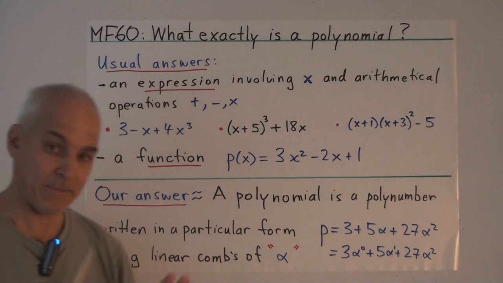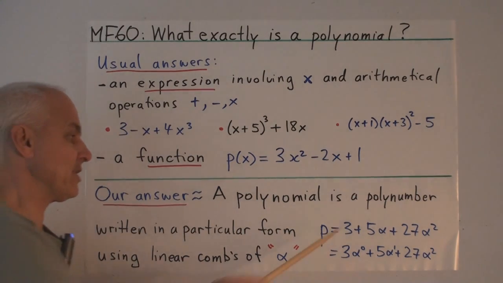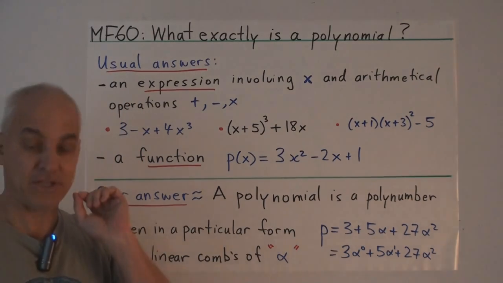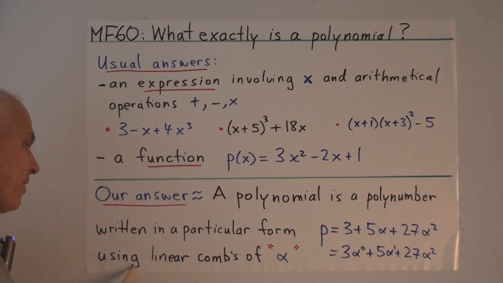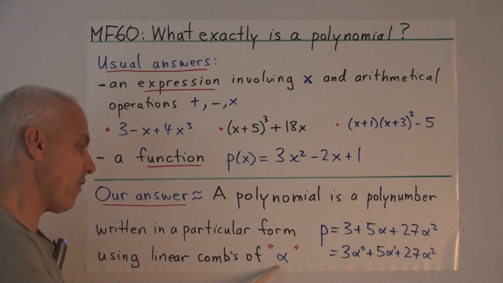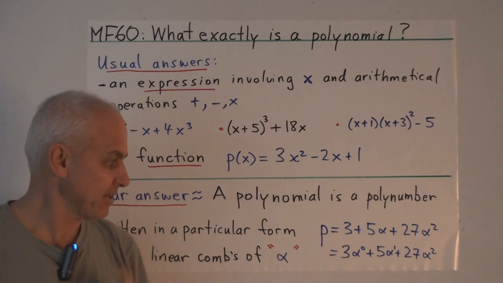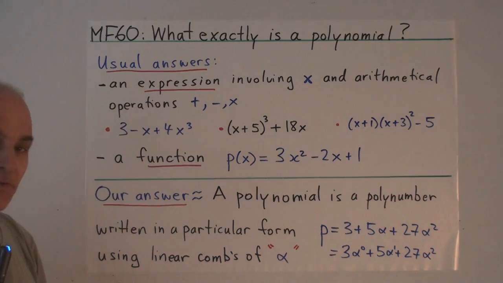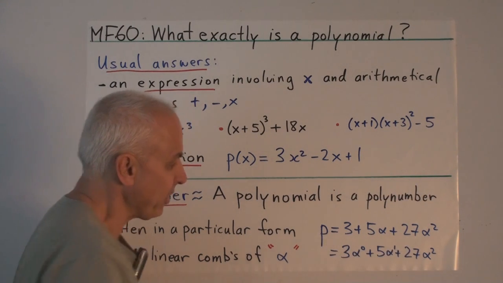Alright, so our approach is going to be a little bit different. Roughly our idea is that a polynomial is a polynumber, but it's a polynumber written in a particular form. In fact, it's a particular form that involves linear combinations of something we're going to call alpha. I'll tell you what alpha is in a second, but here's some examples of the kind of thing that we're interested in establishing.